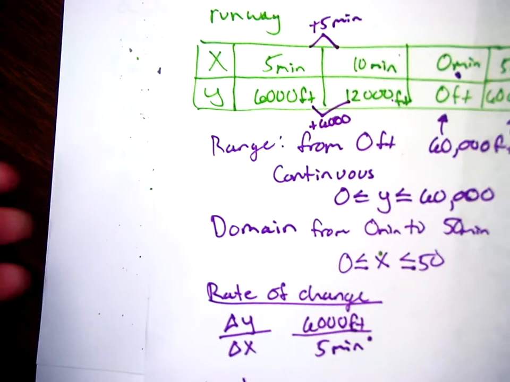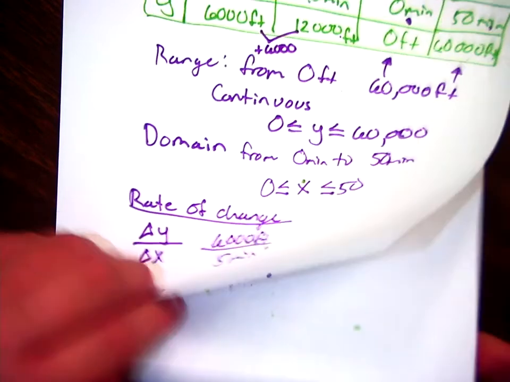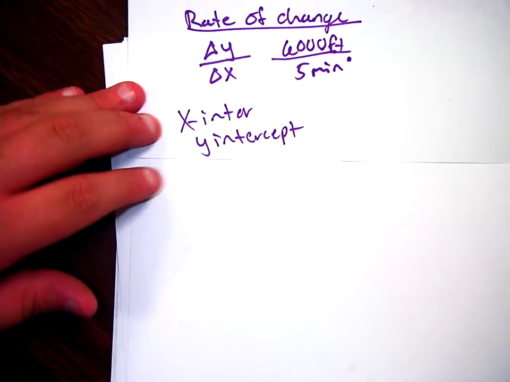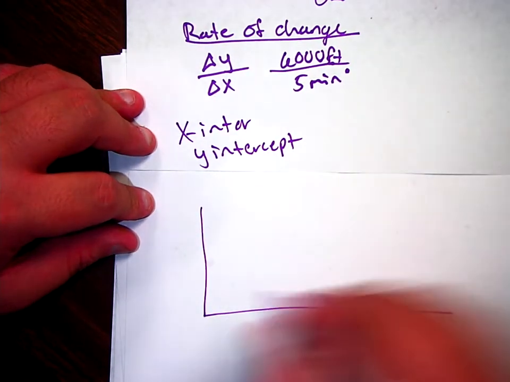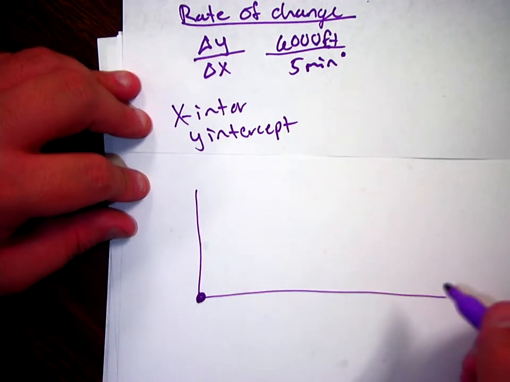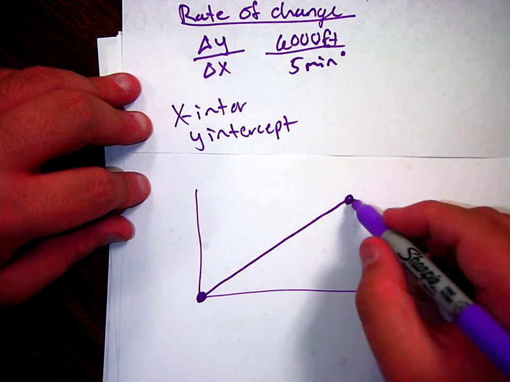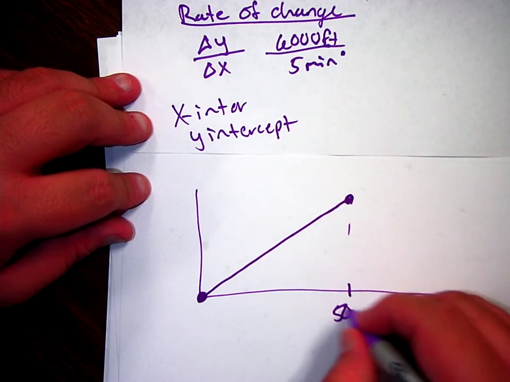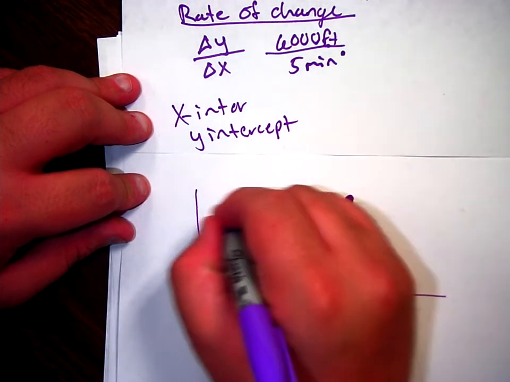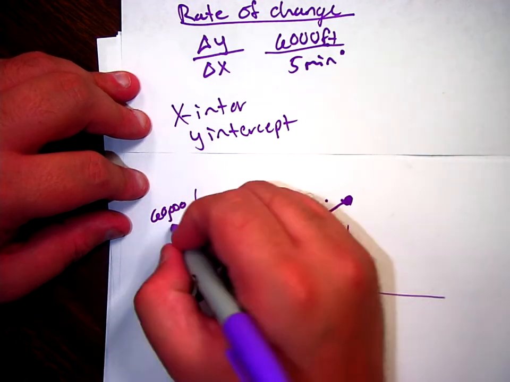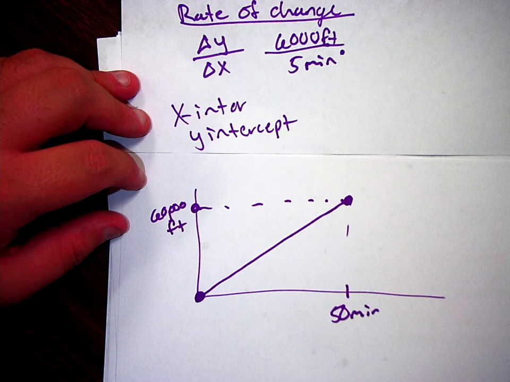Really, to do this justice, we need to sketch a graph. So I'm going to sketch a graph here. Looking at this situation, the graph is going to look something like this. The plane starts here at the origin, and it goes up and up and up, we're expecting at a steady rate, until it gets to 50 minutes and a y of 60,000 feet. So there's our graph.